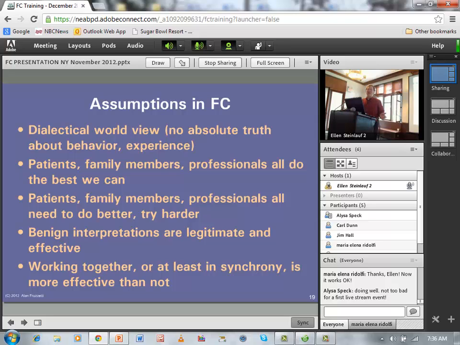So one of them is to adopt a dialectical worldview. Now this obviously comes from dialectical behavior therapy, but I would argue that even if DBT weren't relevant here, this would be very effective for families. And in fact, there are many kinds of family therapy that have long pre-existed DBT that actually utilize a dialectical worldview. And that means that there isn't any absolute truth about behavior or experience. Okay, that means that we each have experiences that are relevant in a relationship, and that our explanations for why we do things are just that. They're explanations. They aren't true. There's no absolute truth about it.